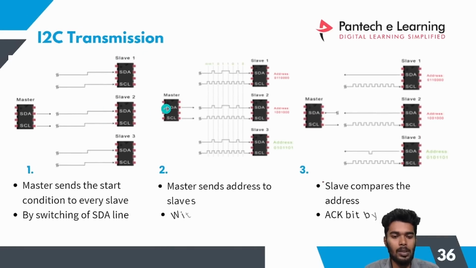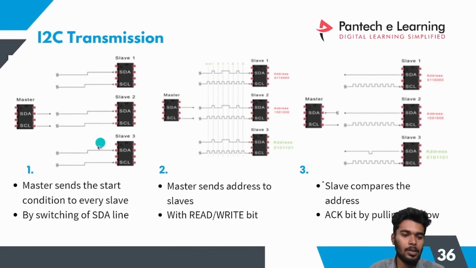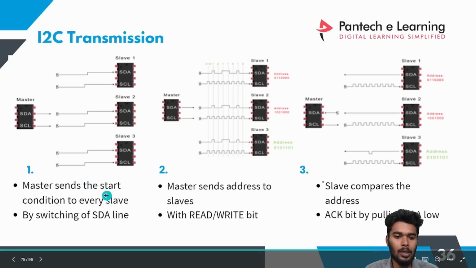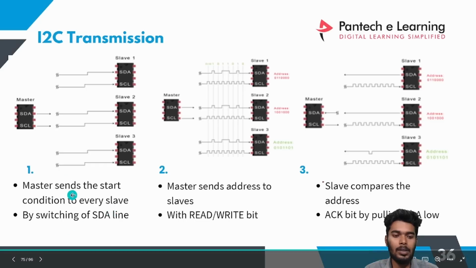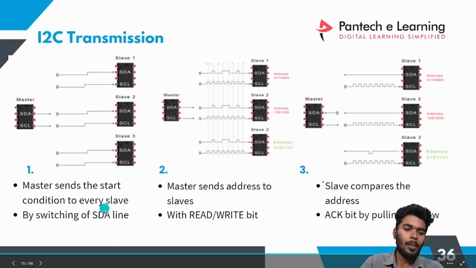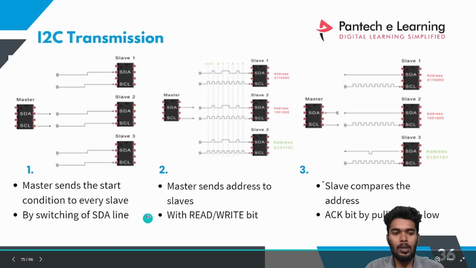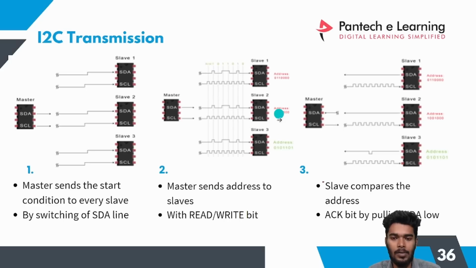This is how the I2C transmission works. First, the master sends the start condition to every slave. Consider we have connected 3 slaves. It sends the start condition by switching the SDA line. Then the master sends the address to the slaves. If an address matches, the master starts to send the data to the specified slave whose address is matched. You can see in this picture the slave 3 has an address match.